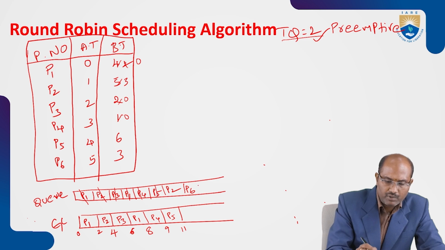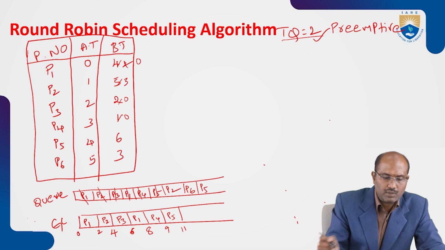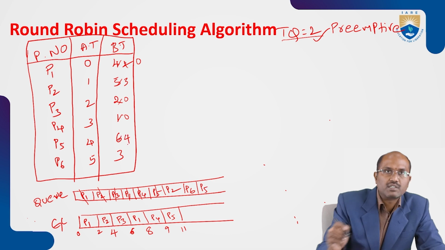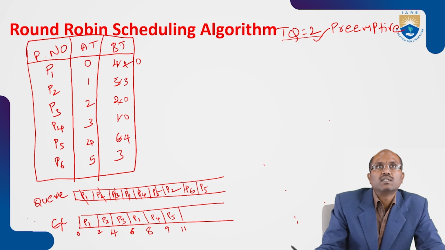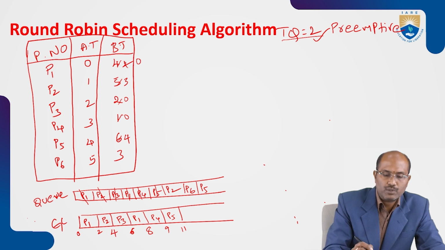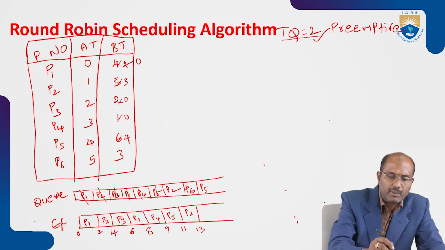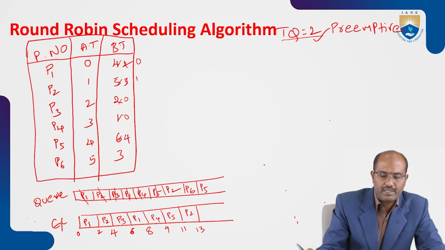But P4 enters into the queue, and P5 enters again. So P5 completed 2 units, and the remaining burst time is 4 units. The next process, P2, enters into the CPU. Its remaining time is 3 units, and 2 units execute, so 13. Remaining 1 unit of time is left, so P2 enters again. Now P2 is completed here.